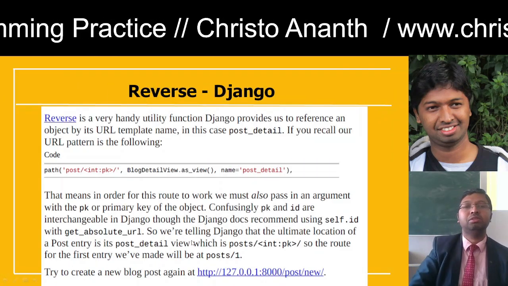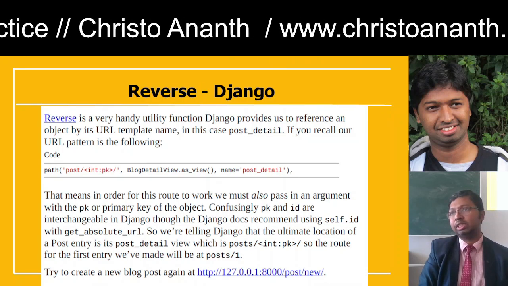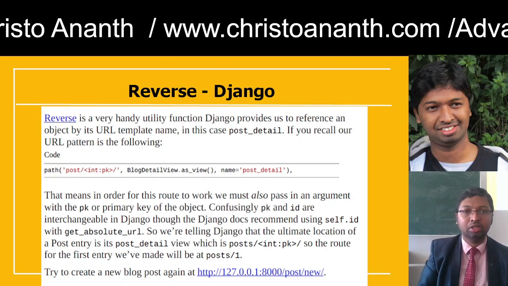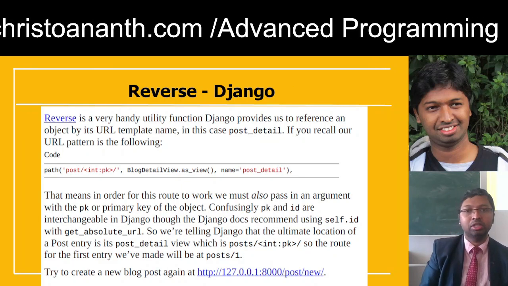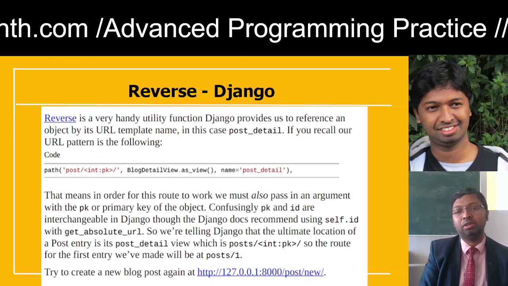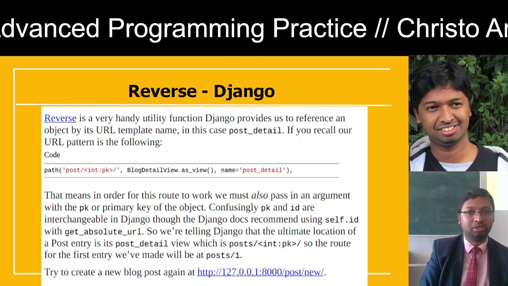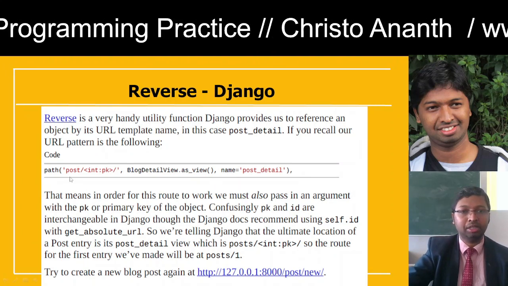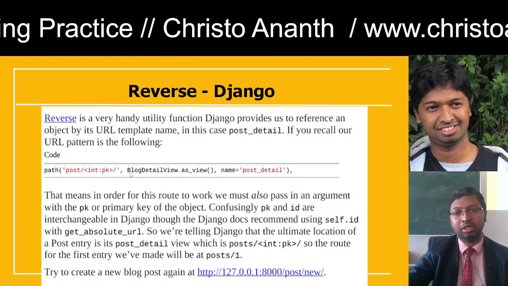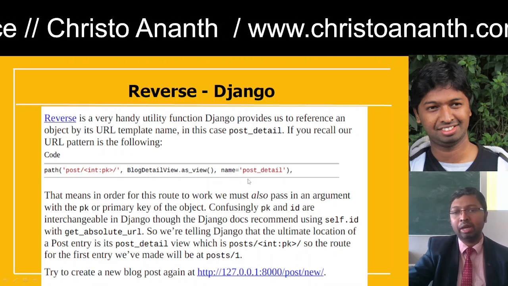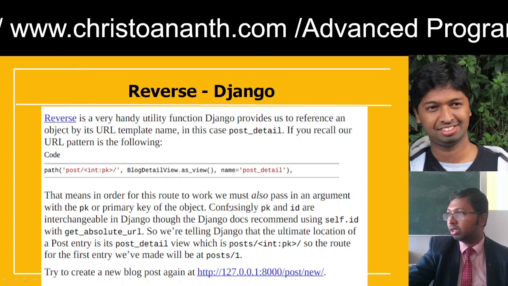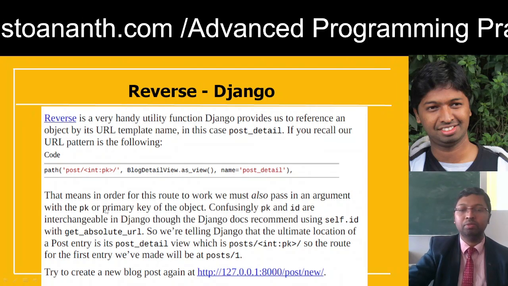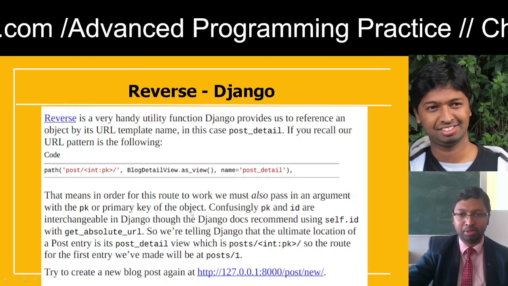So here you are using Django's reverse, which means that it's a handy utility function. You are finding a reference to the object by the URL template name. For this case, you are referencing post_detail. So maybe you will have path post, PostDetailView.as_view, name equal to post_detail. Which means that in order to work, we have to pass in the argument with the pk, which is nothing but primary key.